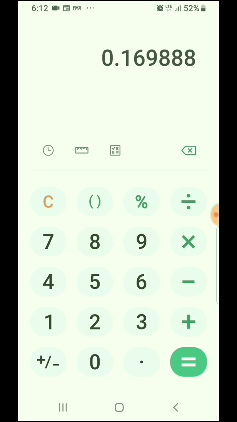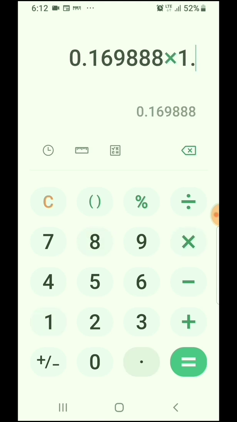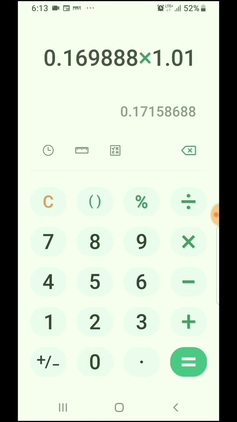0.169888 times 1.01, which is 1%, which will be, if I sold at 0.171688, that will be 1%. Okay? So now let's take a look and see where that 1% mark actually is.